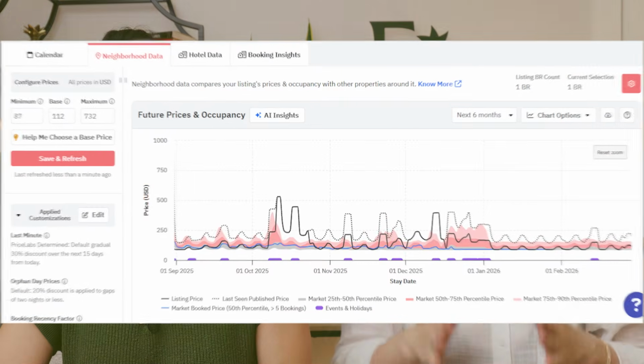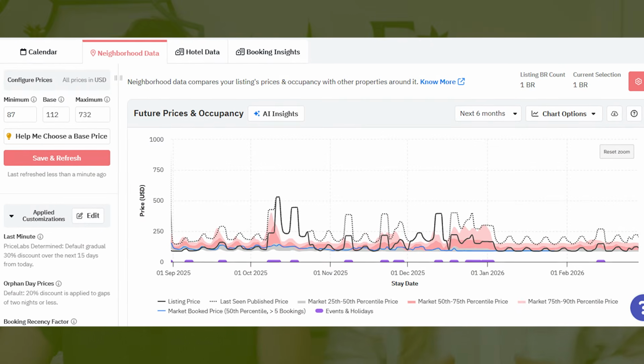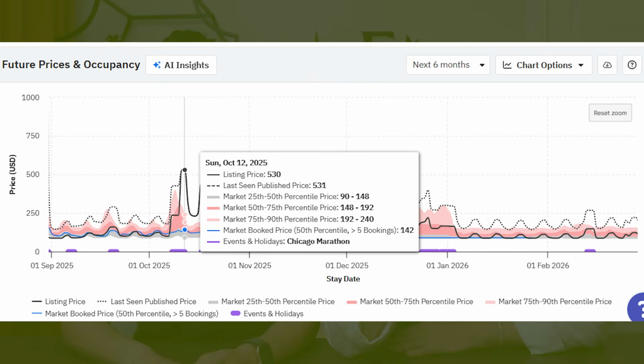We hear it at every single boot camp we run from hosts who have been paying for PriceLabs for years, and they're like, oh, I've never pressed on that button. And they have never once looked at that graph. If you have never looked at it, you are very likely losing money.